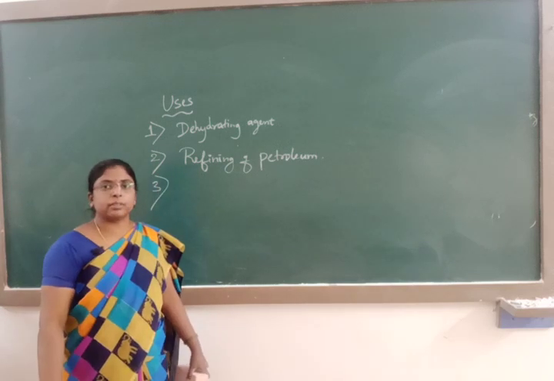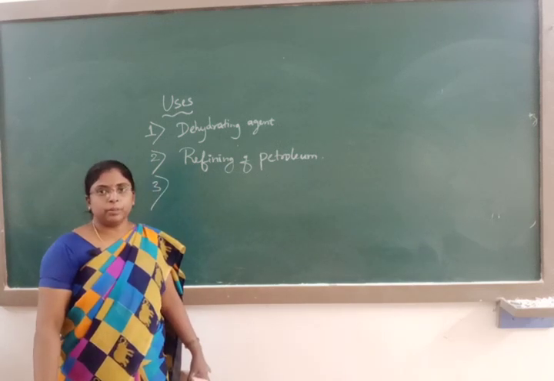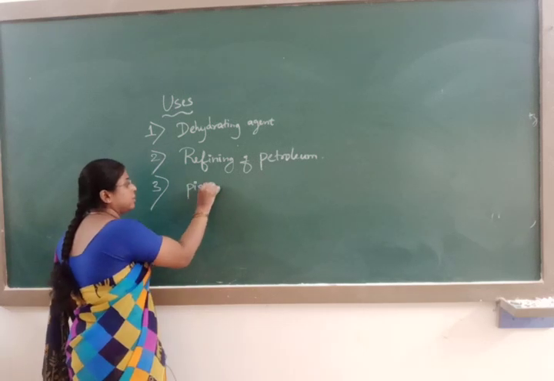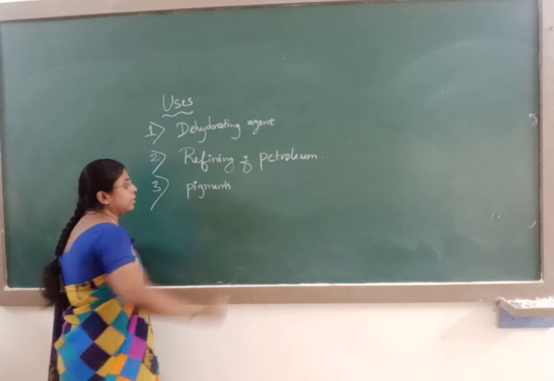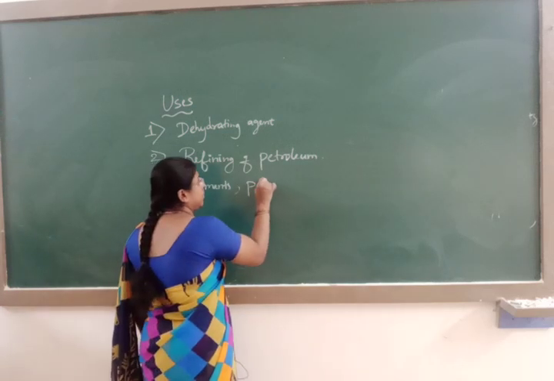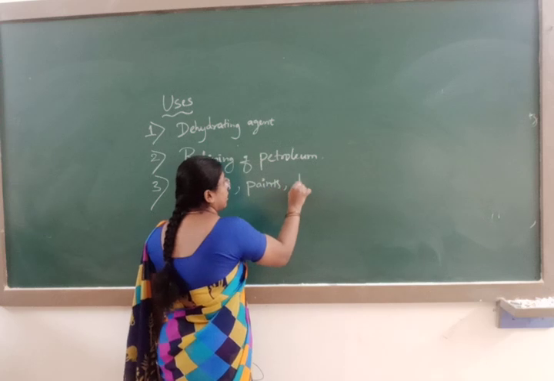Concentrated sulfuric acid is used in the manufacture of pigments. Pigments are nothing but coloring compounds. It is also used in paints, pigments, dye stuff.